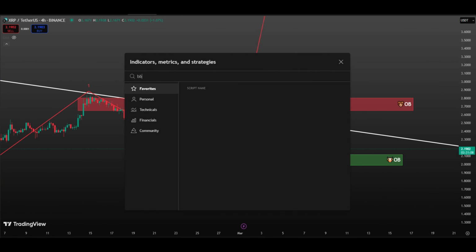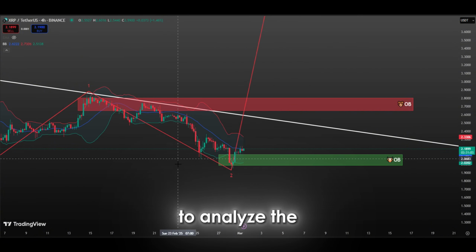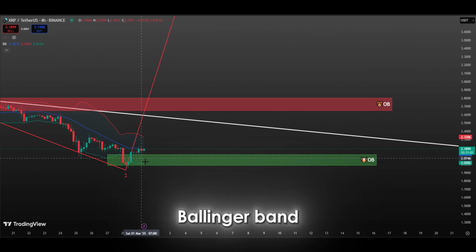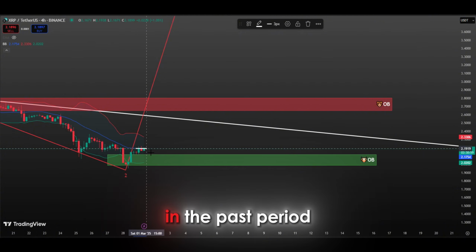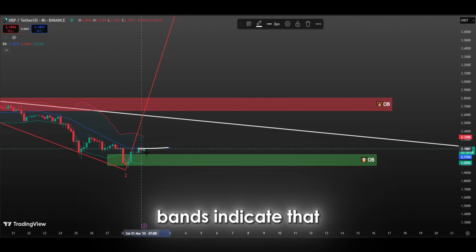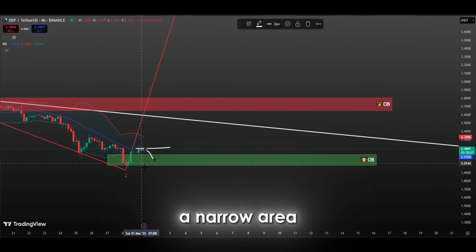The Bollinger Band is an indicator that measures volatility and allows us to analyze the breadth of price movements. Currently, the middle band of the Bollinger Band marks a resistance level that the price has faced many times in the past period. The price is unable to cross this middle band, and the narrowing bands indicate that the volatility of the market is decreasing and the price is stuck in a narrow area.